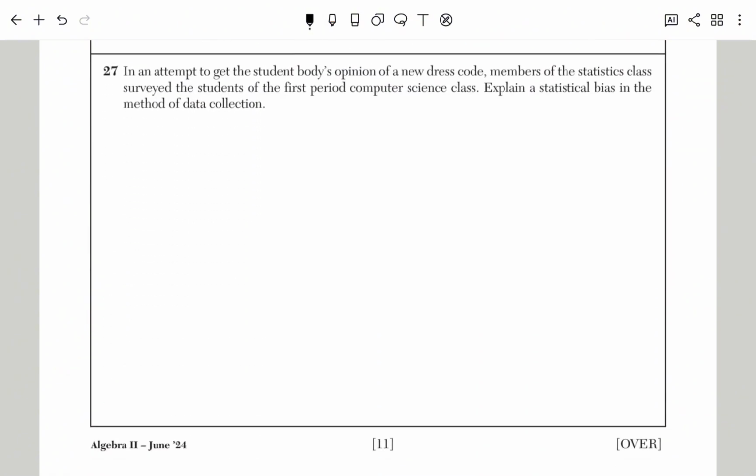Question 27. In an attempt to get the student body's opinion of a new dress code, members of the statistics class surveyed the students of the first period computer science class. Explain a statistical bias in the method of data collection. So, what are we trying to do? We're trying to conduct a survey to get the student body's opinion of a new dress code, and the statistics class decides that they're going to survey the first period computer science class. So let me ask you a question. Are the students in the computer science class a good representation of the population of the students? No.